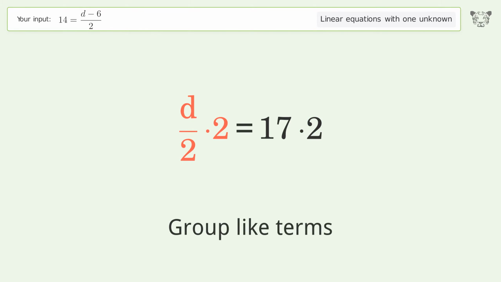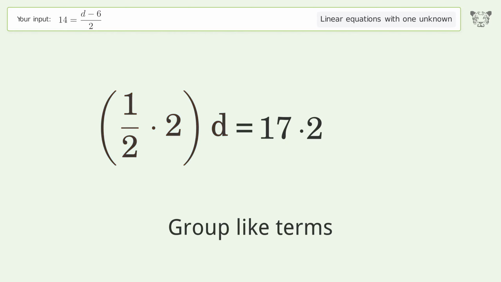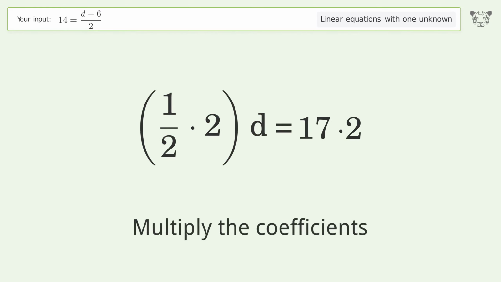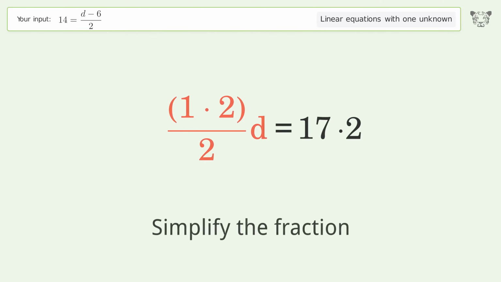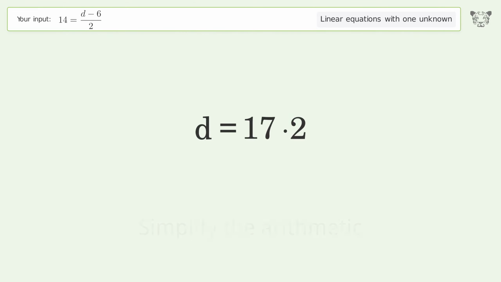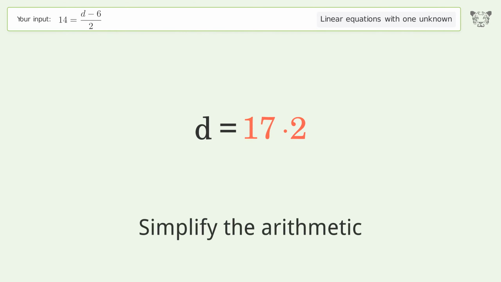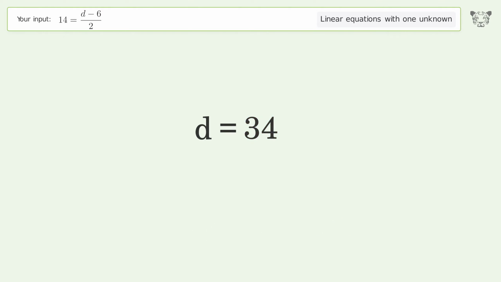Group like terms. Multiply the coefficients. Simplify the fraction. Simplify the arithmetic. And so the final result is d equals 34.